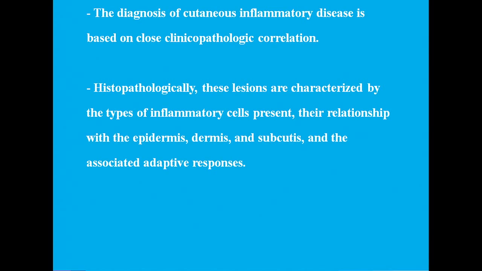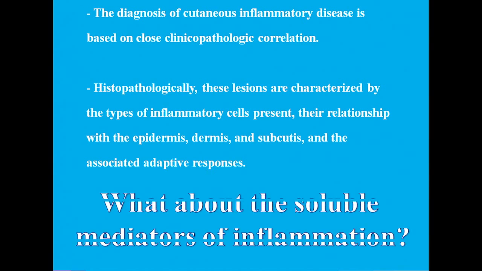So basically, as we gather more facts over time, the goalpost moves back and forth, and we're constantly lumping and splitting diseases accordingly as time goes by. So the diagnosis of cutaneous inflammatory disease is based upon close clinical pathologic correlation. And microscopically, what we look at is what type of inflammatory cell is present, what's its relationship with components of the skin, as well as what is the adaptive response of these components within the skin to the inflammatory insult.